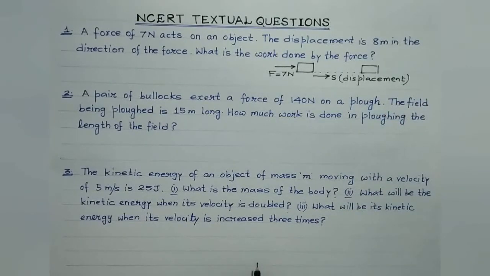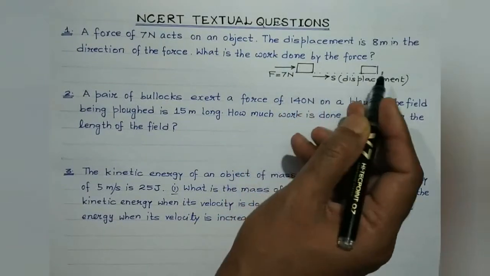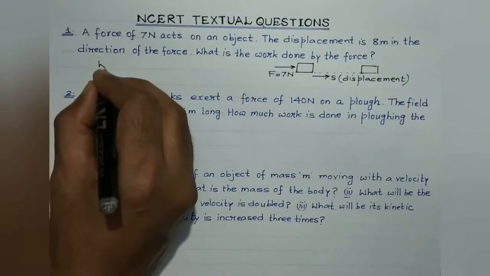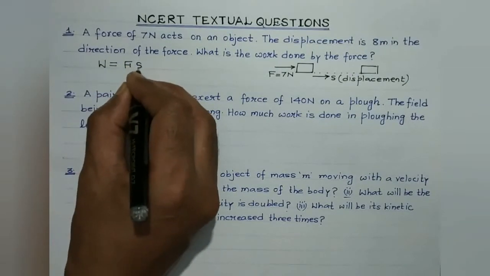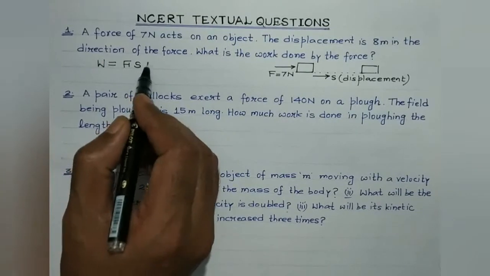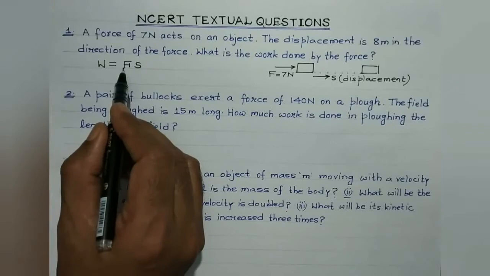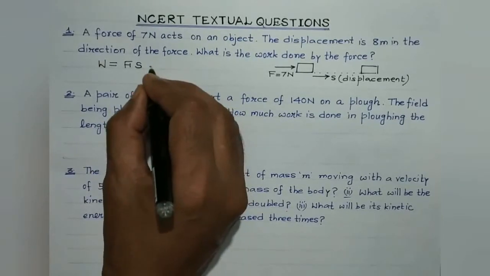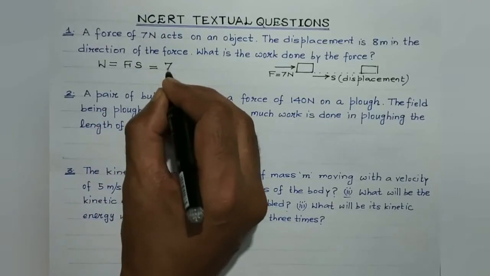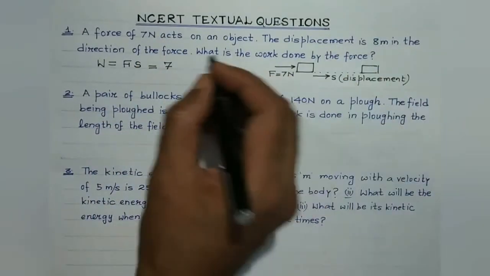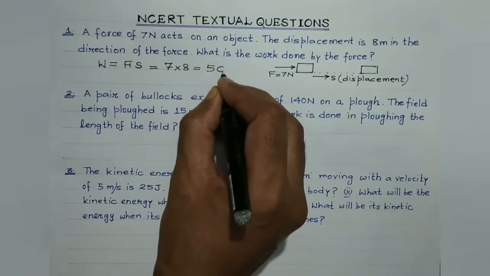Now students, we are very much aware that under the influence of force, when the body gets displaced along the direction of the force applied, then work done is simply given by the product of force and displacement. This formula is valid only when the displacement of the body is along the direction of the force applied, right? So here simply we need to substitute the value and solve it. F is given to be 7 Newton. S, the displacement, is given to be 8. So it will be equal to 56.